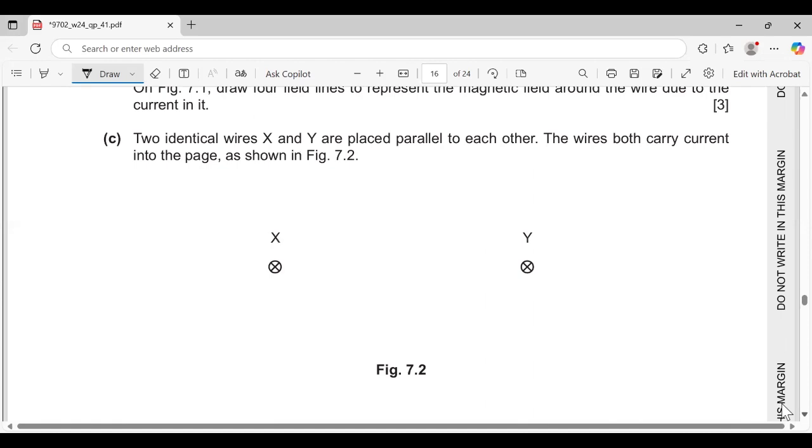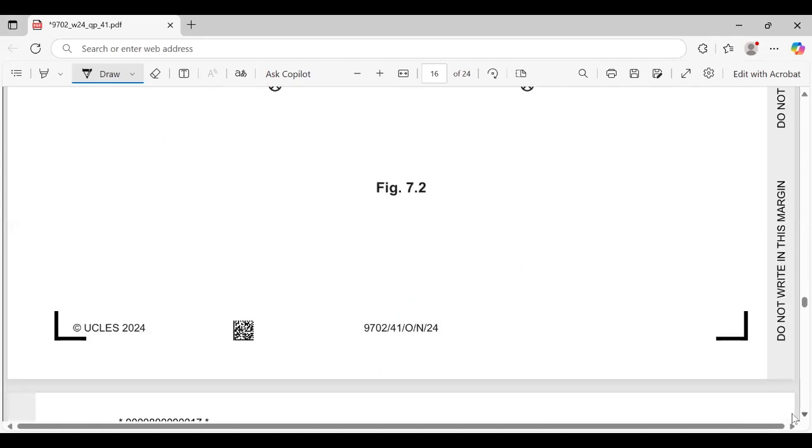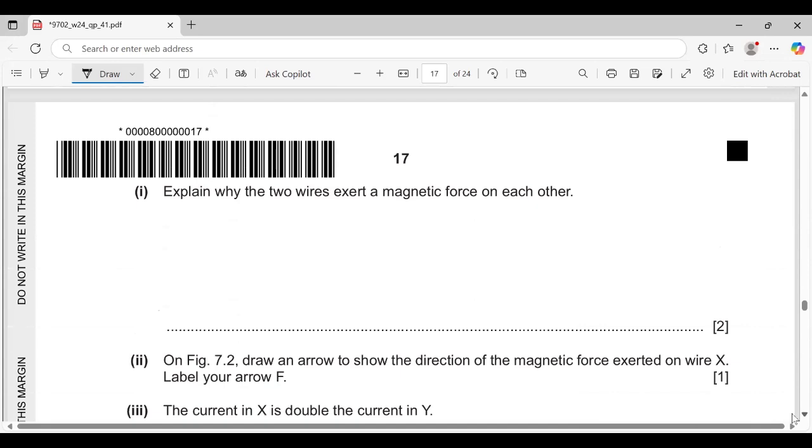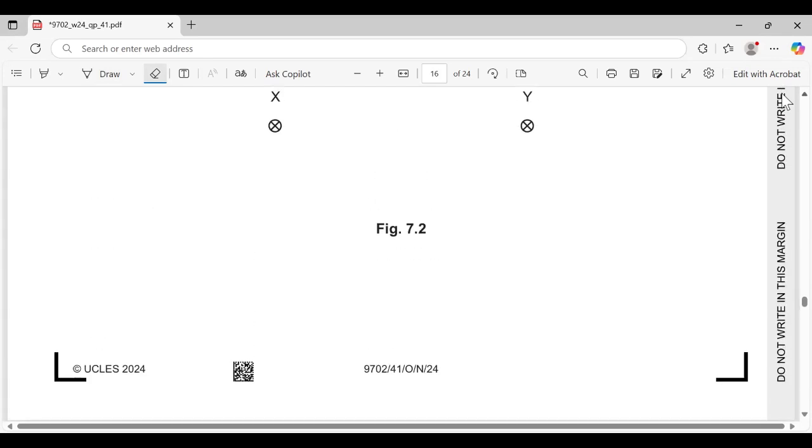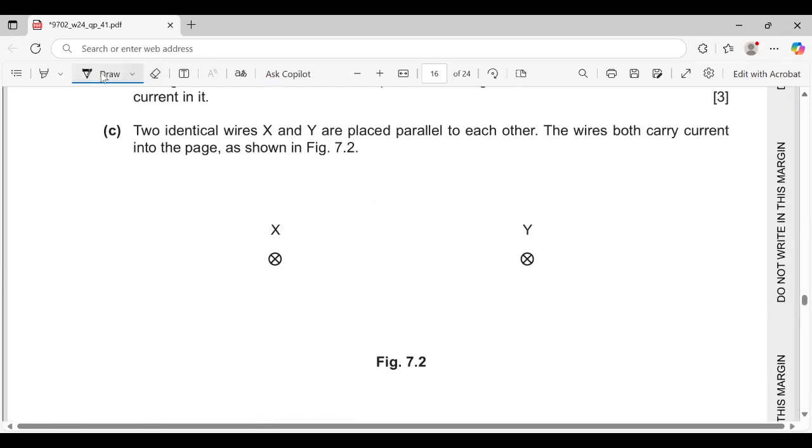Two identical wires X and Y are placed parallel to each other. The wires both carry current into the page, as shown in figure 7.2. Explain why the two wires exert a magnetic force on each other. This is my answer. Continue. On figure 7.2, draw an arrow to show the direction of the magnetic force exerted on wire X. Label your arrow F. But I would like to draw first.